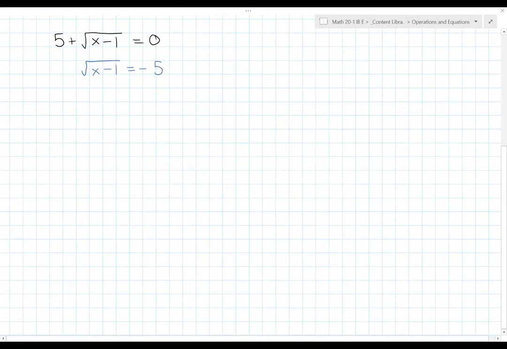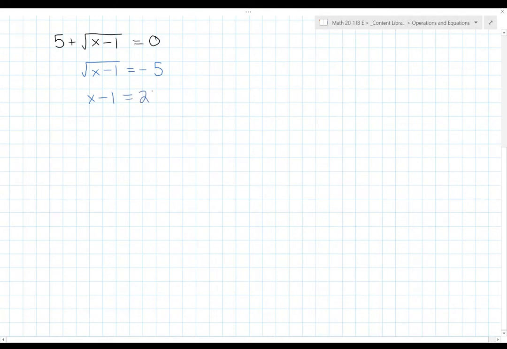Now, something might already jump out to you, and you might be screaming, I already know what's going on. That's fine, cool. We'll come back to this step right here. But let's say nothing like that does jump out at you. Also totally fine. If I go about now squaring both sides of the equation, I get x minus 1, and negative 5 squared is 25. Add 1 to both sides, we get x equals 26.